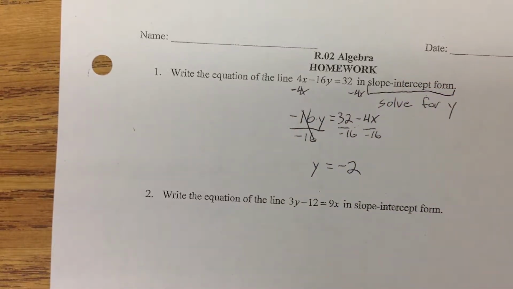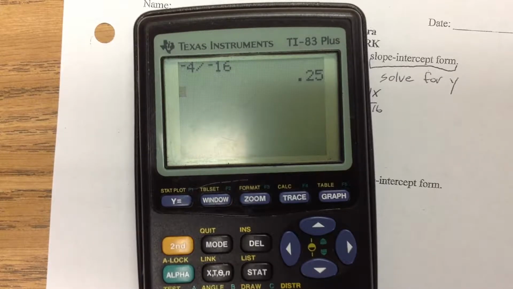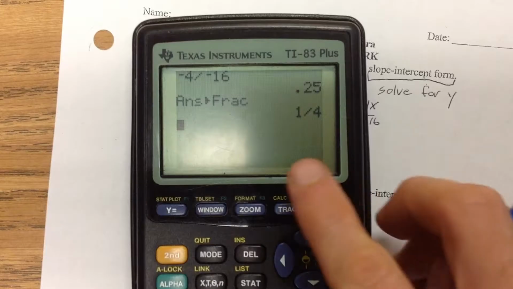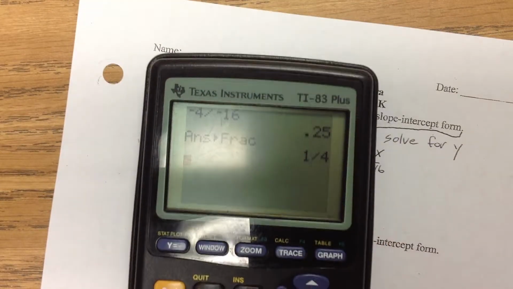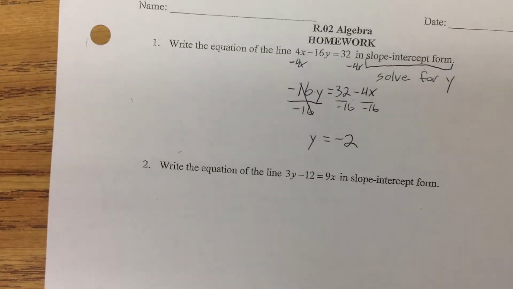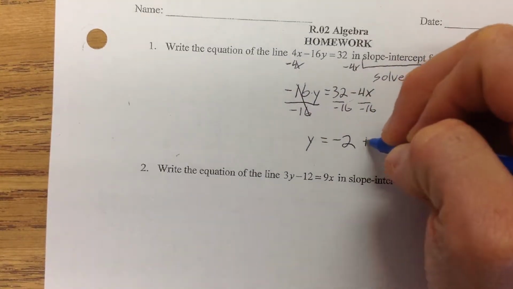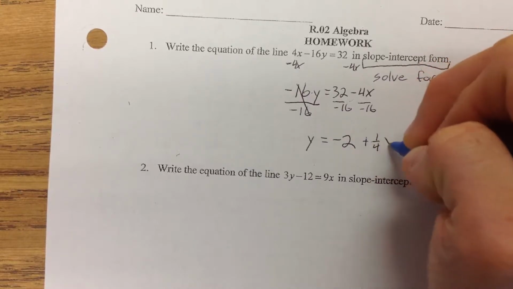And then on this one, if you need to use the calculator, that's fine. You would just type in negative 4 divided by negative 16. You'll get a number there, and we can always math frac that and say, all right, we are at 1/4. So that works out to be 1/4. Notice the negative divided by a negative, so that is a positive 1/4 x.